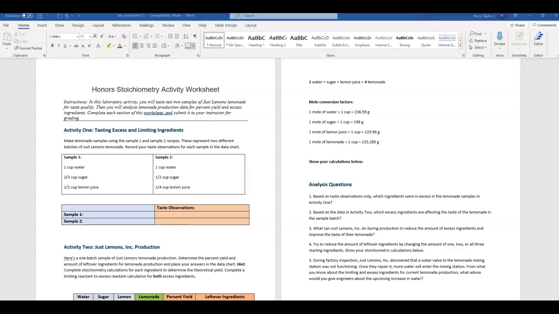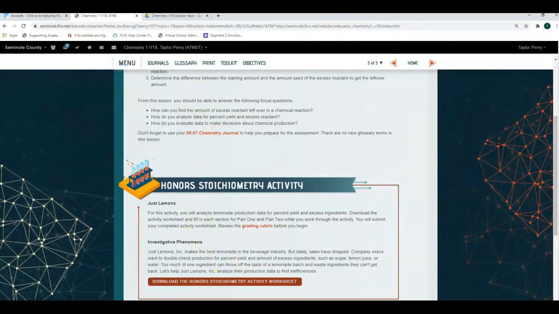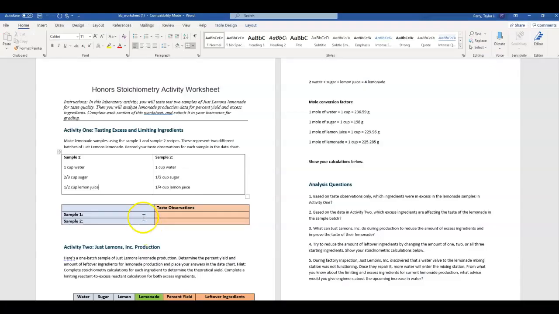I've already downloaded it, and you know where to get that, right? Just go to page 5 on the honors stoichiometry lesson. But anyway, I've already downloaded it here. So let's start with activity 1.